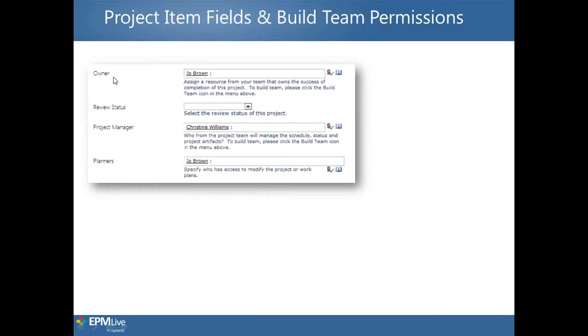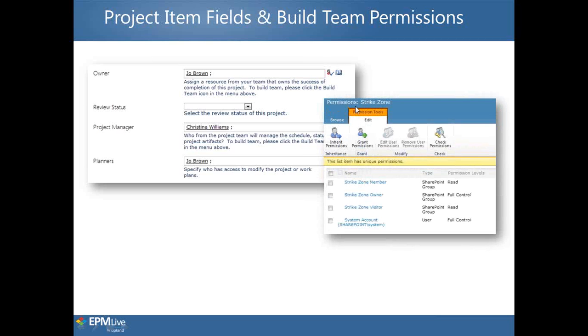So here within the project item fields, these are some of the fields. We've got owner, project manager, and planner. Because I created this, I'm able to add Joe Brown as the owner, so he'll own the success of the completion of this project. I've also added Christina William as the project manager, so she'll be the person in charge of managing the schedule, status, and project artifacts. Perhaps even contribute to building the team. As well as I've added Joe Brown as the planner, so this person will be in charge of using the online project planner. Will be able to launch that online project planner and create a schedule and assign resources here.